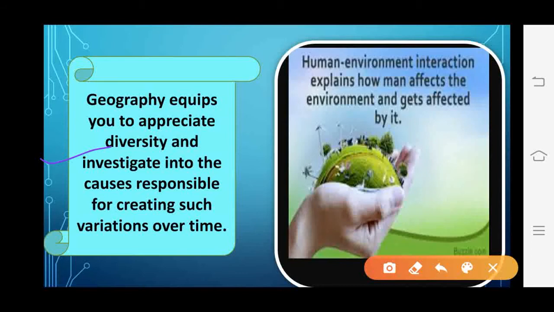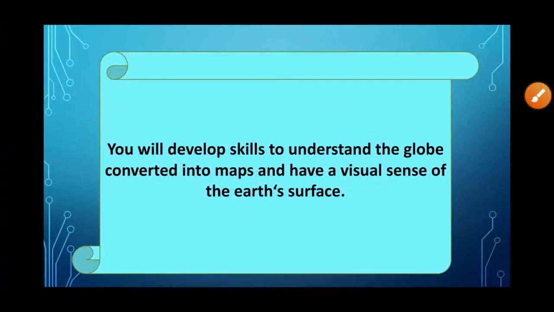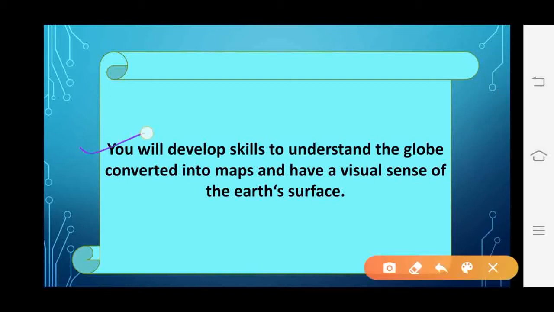Okay, now the next reason why we should study geography is that as you study geography, you will develop the skills to understand the globe converted into maps and have a visual sense of the earth's surface. Okay, आप लोगों को समझ में आएगा कि किस तरह ग्लोब को हम मैप्स में कन्वर्ट करते हैं, and हमारा overall earth का visual sense कैसा है. Okay, that geography will teach us.